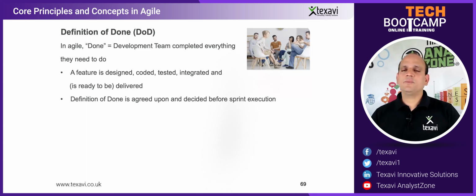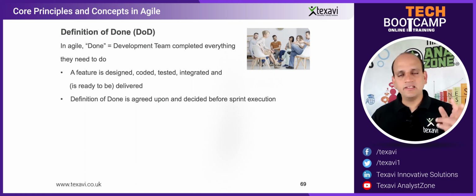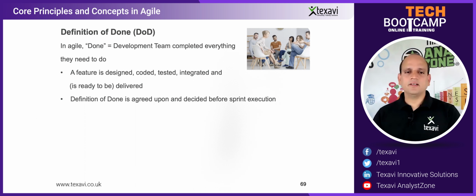The unit testing has to be done. Integration testing has to be done on the server. It should be ready for the customer to have a look at it. The product owner should look at it. So it should be deployed on the server, on at least the development server. Right? So we were talking about development server, test server, and production server, right?